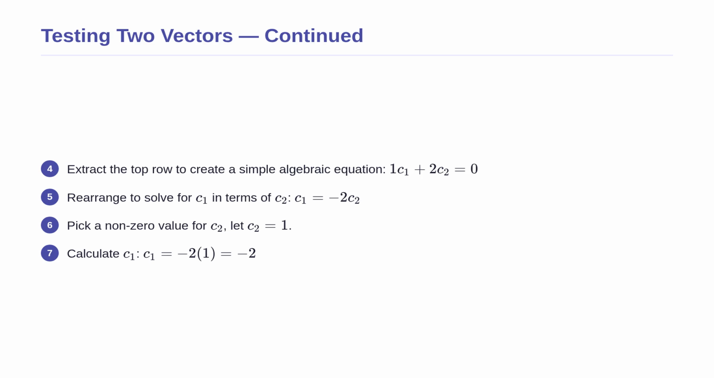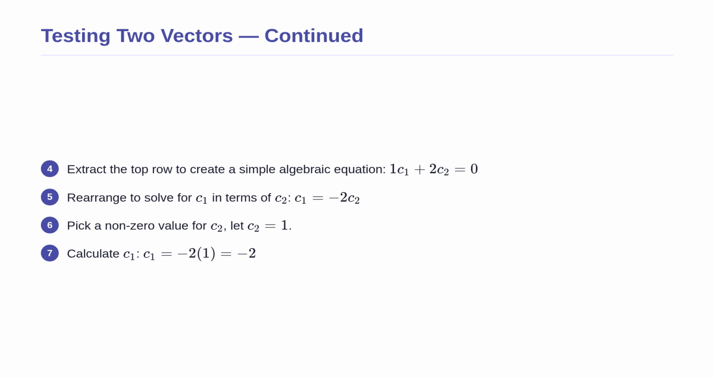Continuing with our calculation, we will extract the top row to create a simple algebraic equation. This gives us 1 times c1 plus 2 times c2 equals 0. This equation shows the relationship between our two unknown scalar multipliers. We can easily rearrange this equation using basic algebra to solve for c1 by subtracting the second term from both sides. This tells us that c1 equals negative 2 times c2.